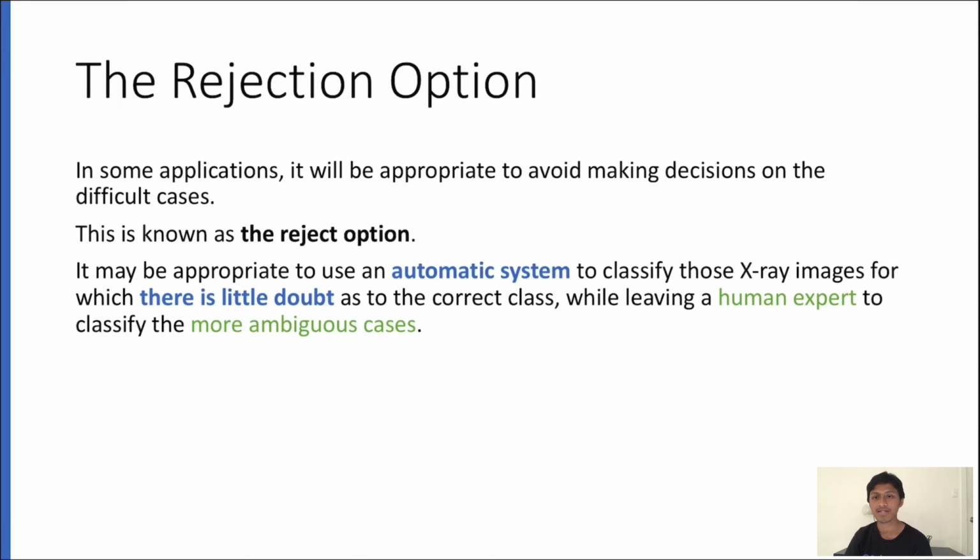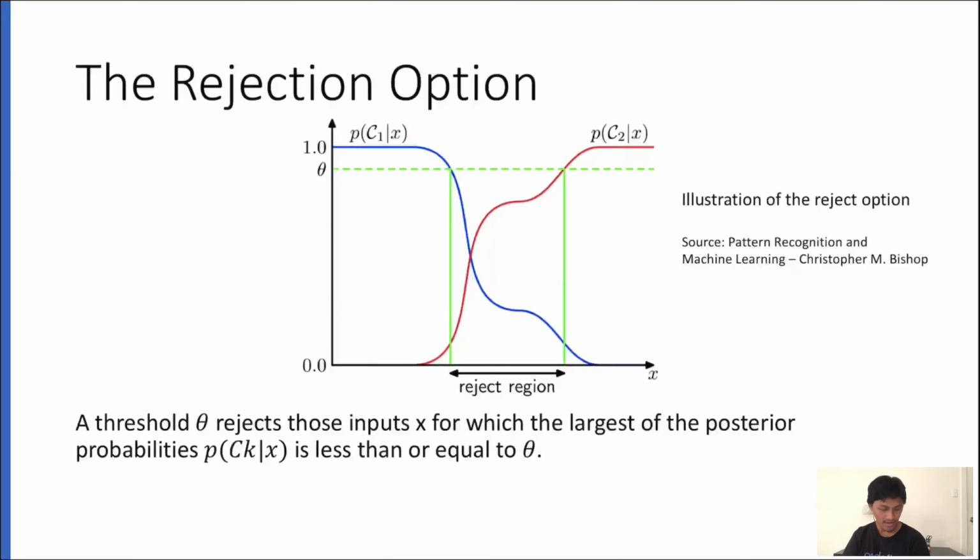In some applications, it will be appropriate to avoid making decisions in ambiguous scenarios, in anticipation of a lower error rate on those examples for which a classification decision is made. This approach is what we call a rejection option. It means that we reject if the probability is ambiguous and let a human make the decision. The idea is that we have a threshold called theta here. If the probability is lower than theta, we reject the decision and let the human decide.